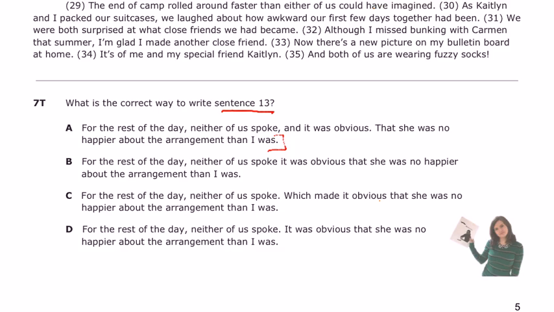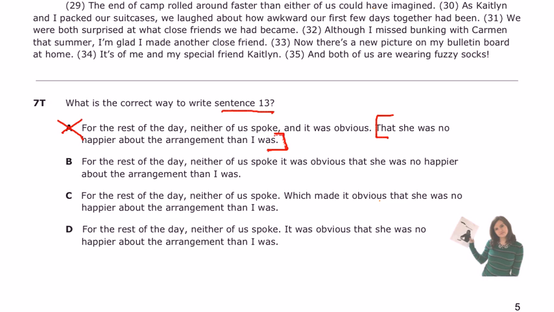So answer choice A: for the rest of the day, neither of us spoke, and it was obvious that she was no happier about the arrangement than I was. Well, I'm okay with what's going on in the beginning of this, but when I look at that last part after this period, that she was no happier about the arrangement than I was, I know that can't be a sentence. It doesn't sound like a sentence. It's not supposed to be a sentence, so A is not correct.